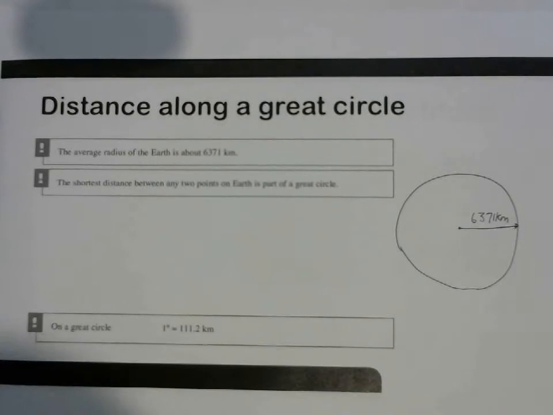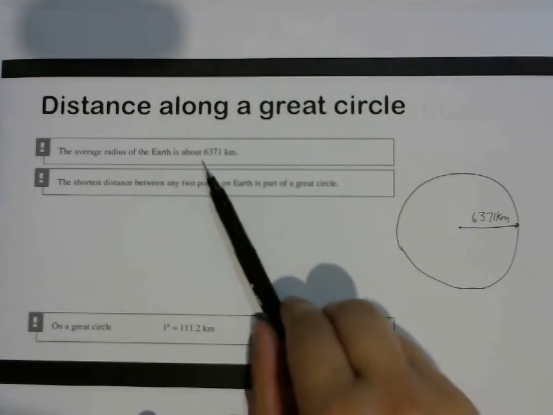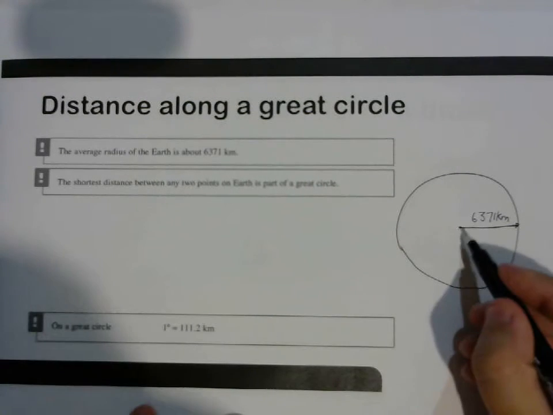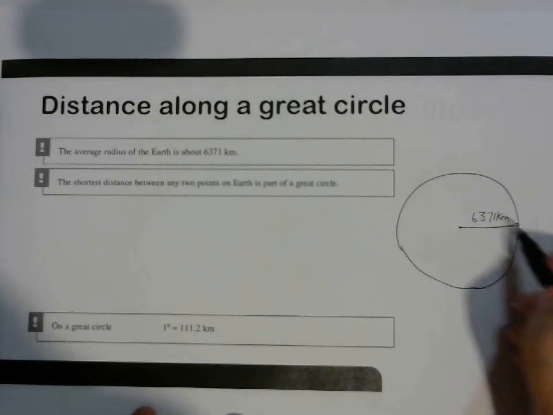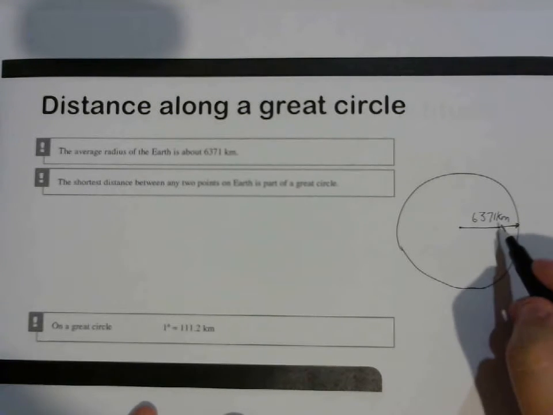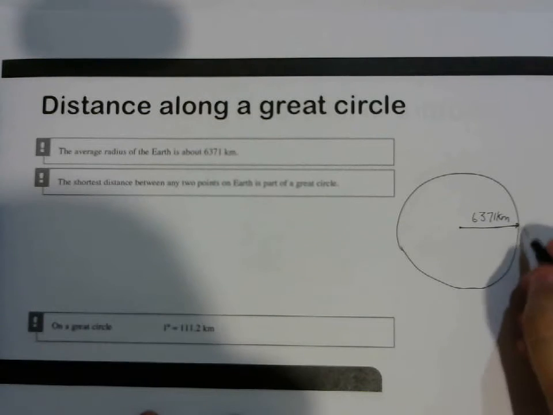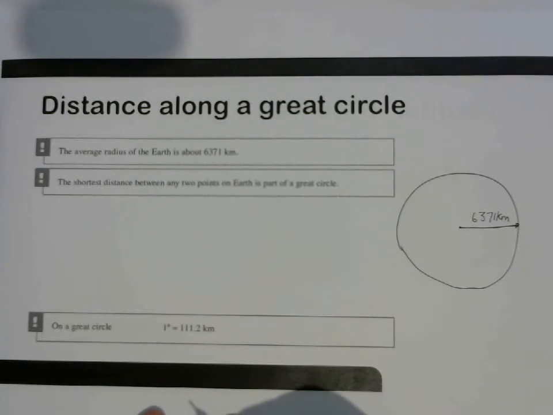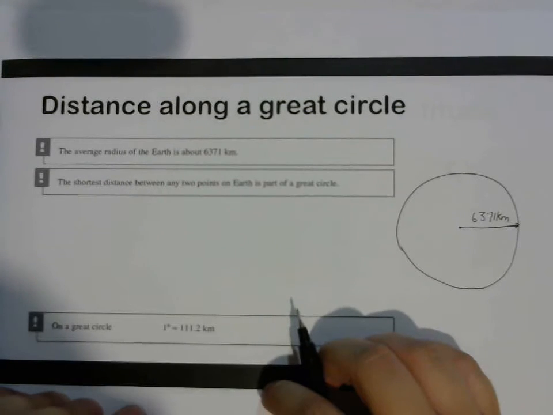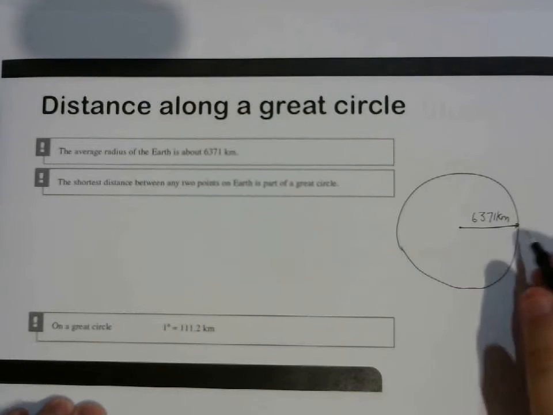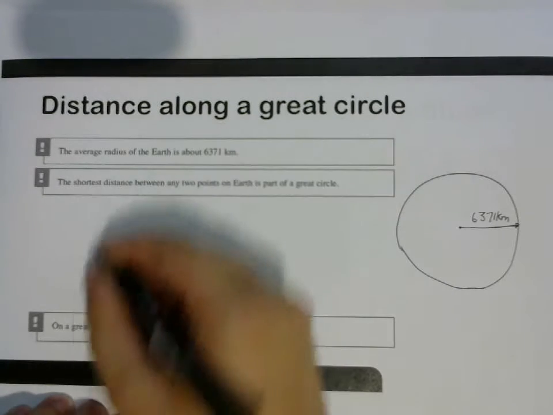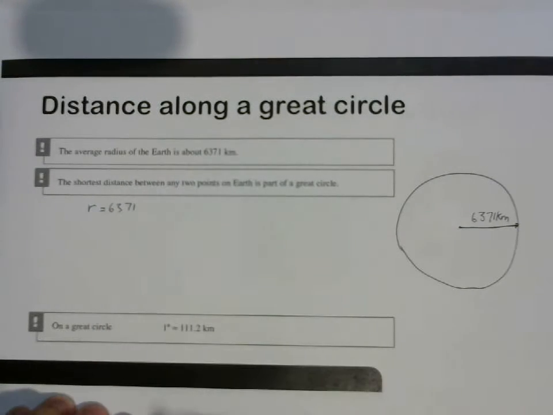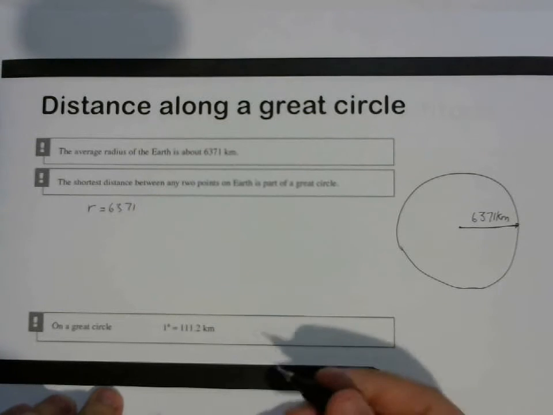So, a piece of information. The average radius of Earth is about 6,371 kilometers. So from the center of Earth to the outside is approximately 6,371 kilometers on average. At the equator it's a little bit bigger, at the poles it's a little bit smaller, but on average that's the value. So our radius is 6,371.